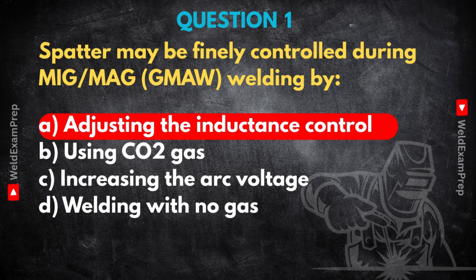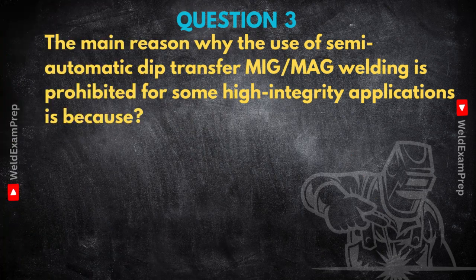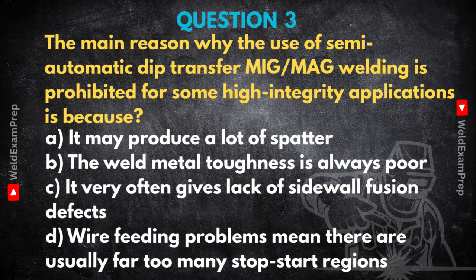Fantastic. That gives us great insight into control. Question 2. The main reason why the use of semi-automatic dip transfer MIG-MAG welding is prohibited for some high-integrity applications is because: A, it may produce a lot of spatter. B, the weld metal toughness is always poor. C, it very often gives lack of sidewall fusion defects. D, wire feeding problems mean there are usually far too many stop-start regions.